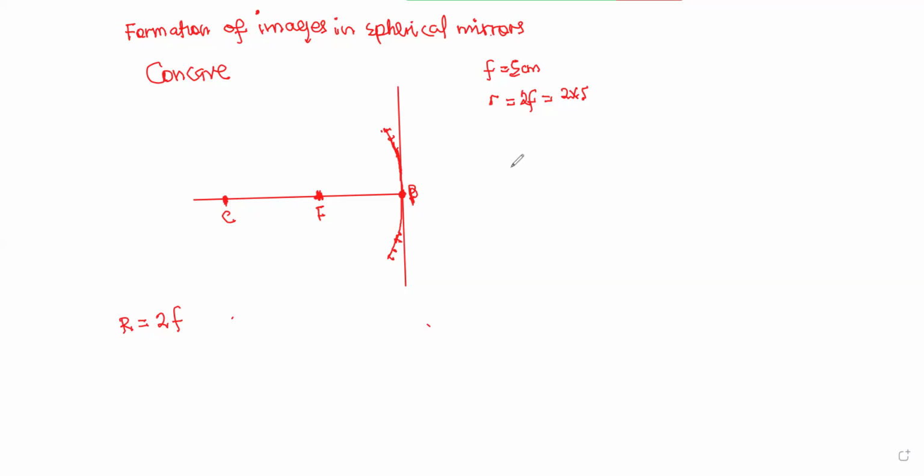Then for concave mirror, various positions of the object would give you different characteristics of images. Okay, so the object distance can be beyond the center of curvature. So one, object position can even be at infinity.